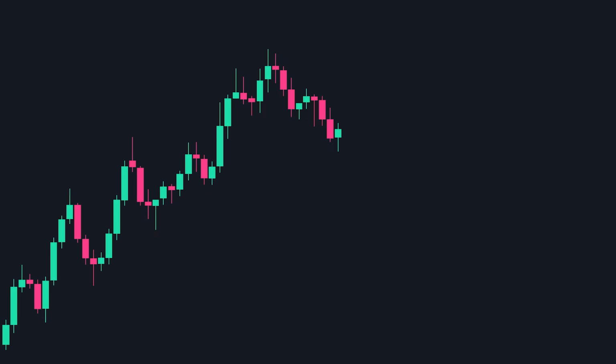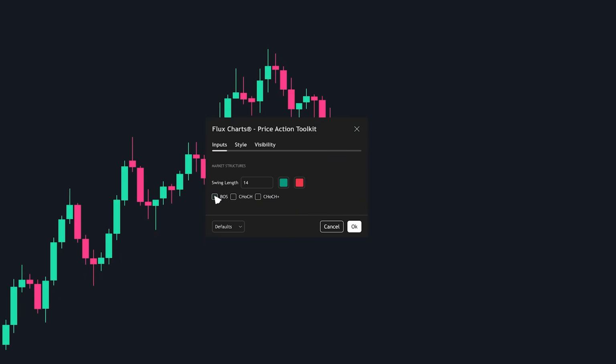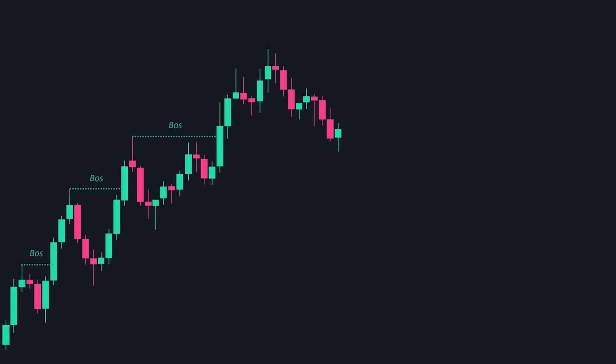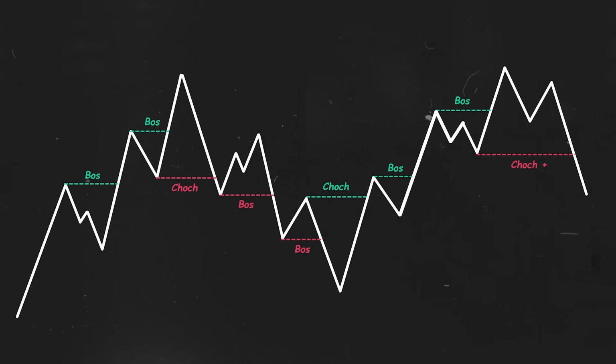After applying the Price Action Toolkit, go to the Settings tab and enable BOS Chalk in the Market Structure section. These are the main elements of the Market Structure framework. Here's a basic diagram showing how the indicator labels market structure. BOS signals a trend continuation, while Chalk indicates possible reversals.